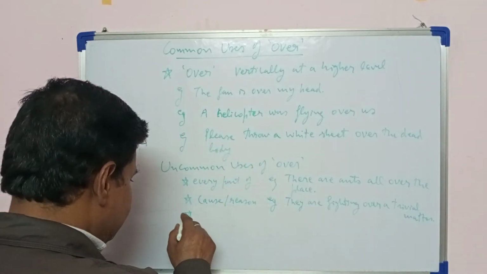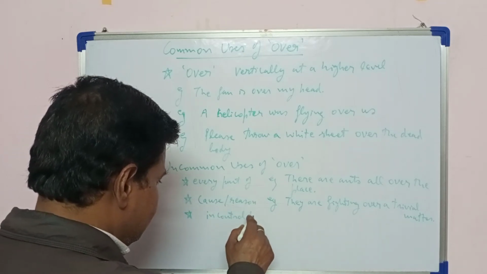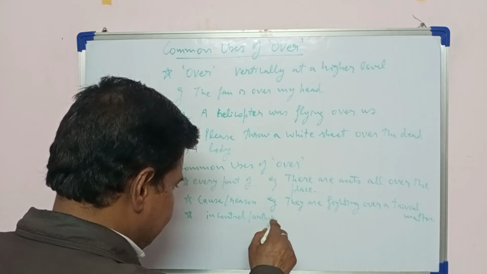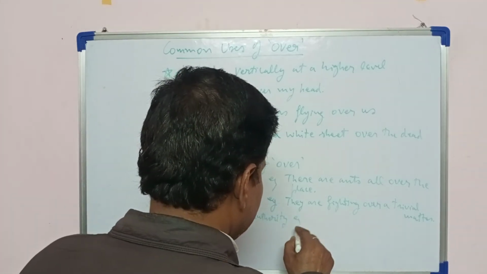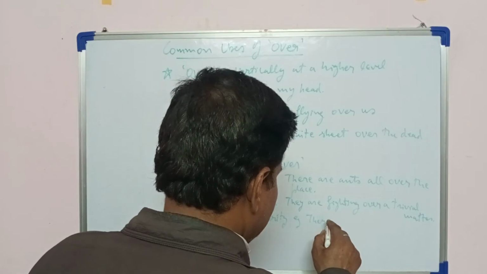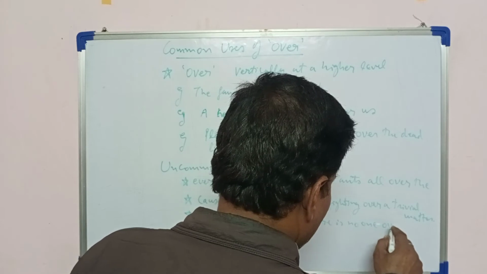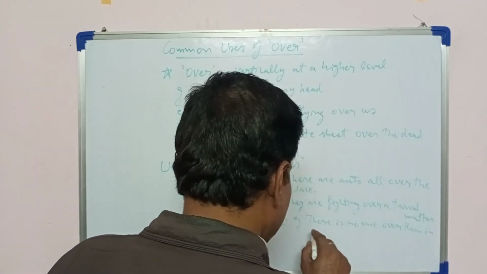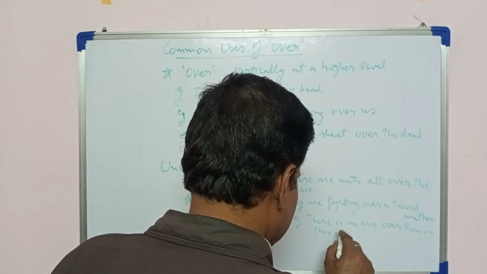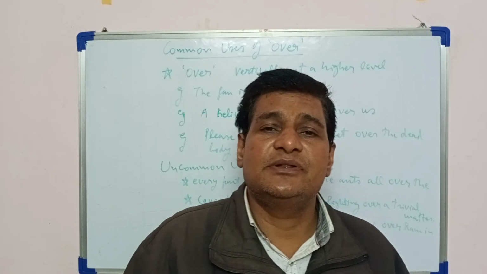Now the next one, in control or authority. There is no one over Ram in this office. There is no one over Ram in this office.